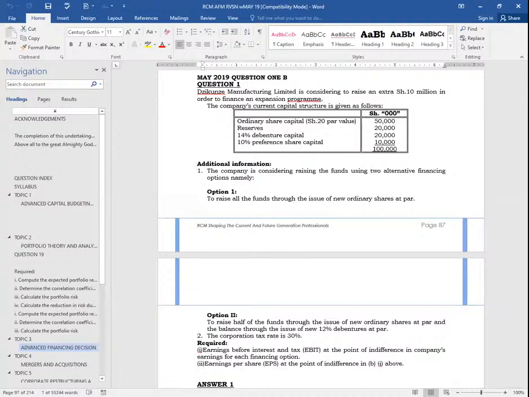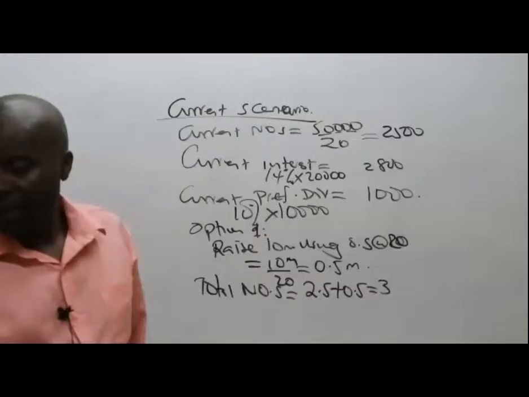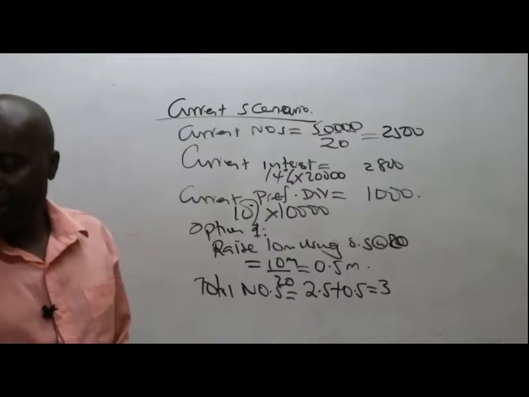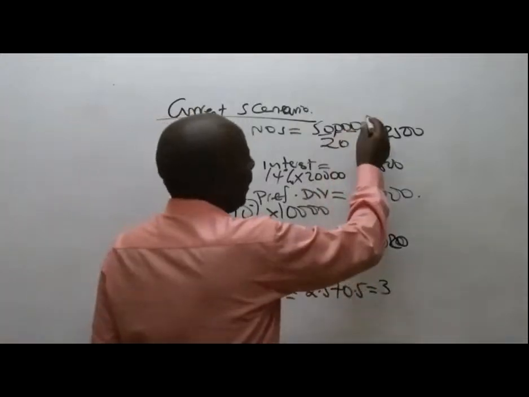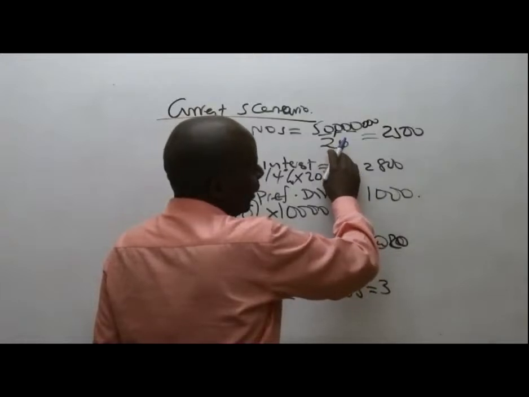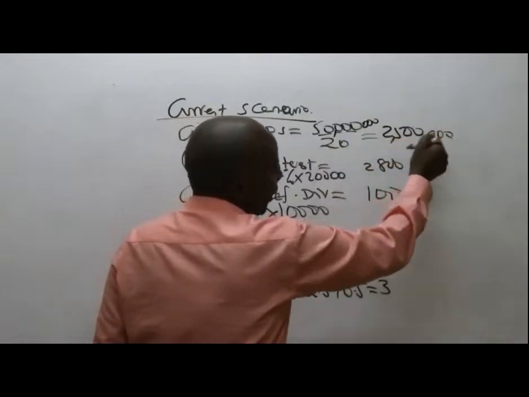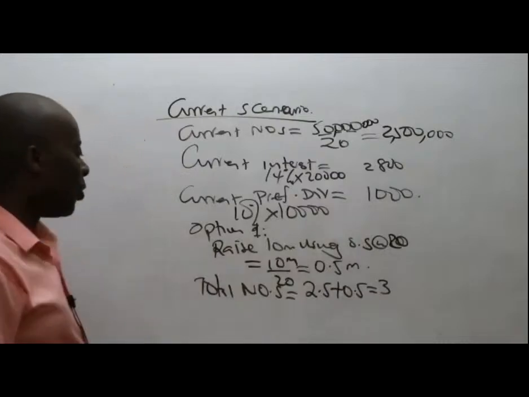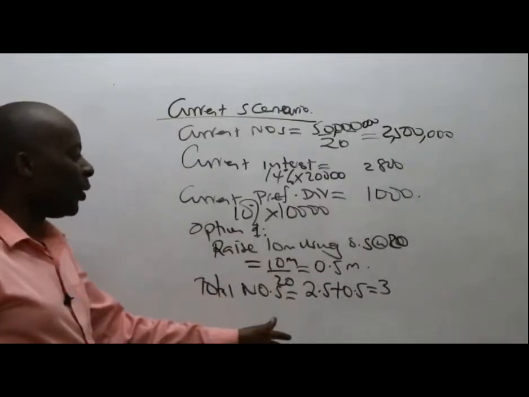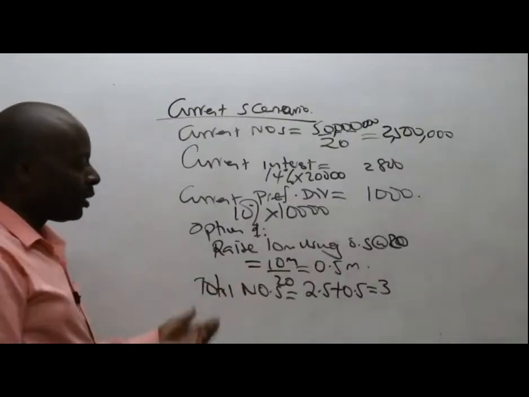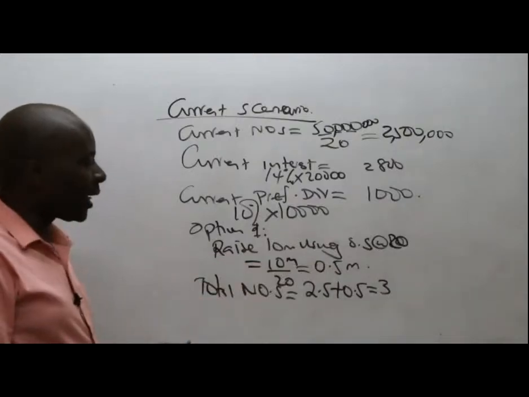Remember, these figures, please remember, don't get confused here. This was 50,000 in terms of shillings thousands. Remember, this was 50. This is supposed to be 50 million divided by 20. Then that will give us 2.5 million if you don't want to get confused. And therefore, the total number of shares there will be the 2.5 million plus this 0.5 million, which will end up giving us 3 million. So my figures are in millions.